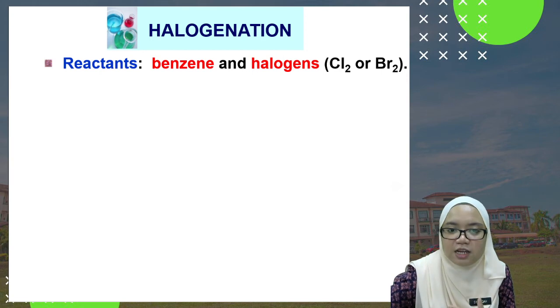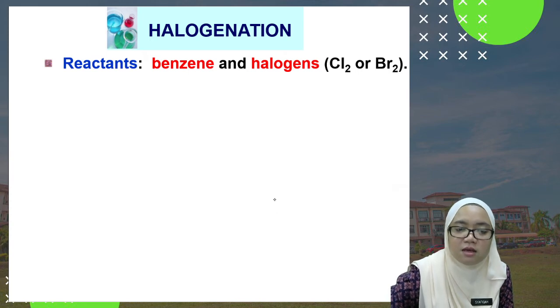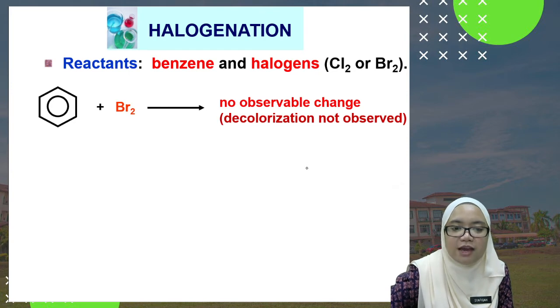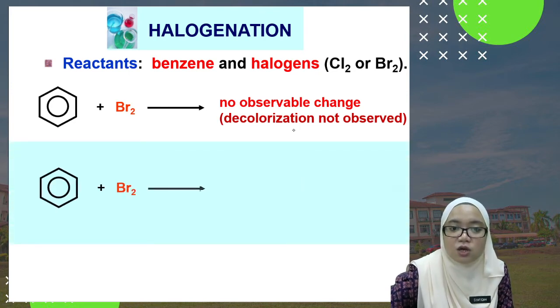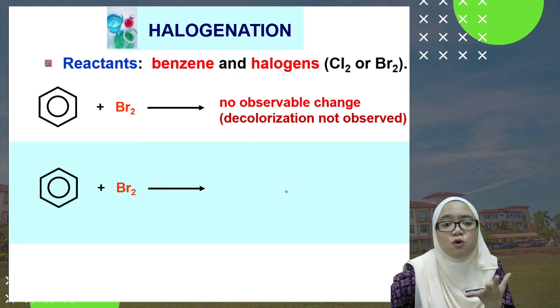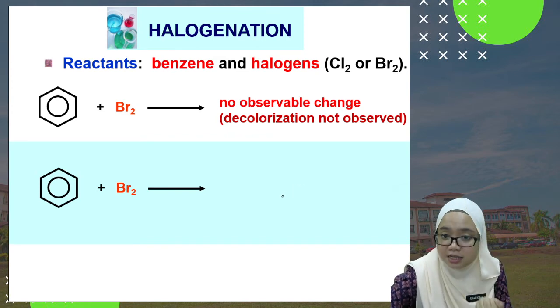So, let's look at the first one. The first electrophilic aromatic substitution is halogenation. The reactants that we often use are benzene and halogen. And the halogen that we use is either chlorine or bromine. So now we have this reaction. Benzene ring reacts with bromine. If there is no Lewis acid, there is no observable change. So decolorization will not be observed. The color of bromine will not become colorless.